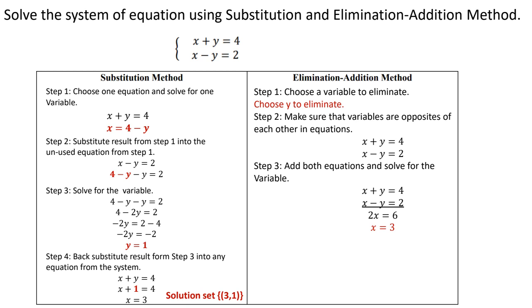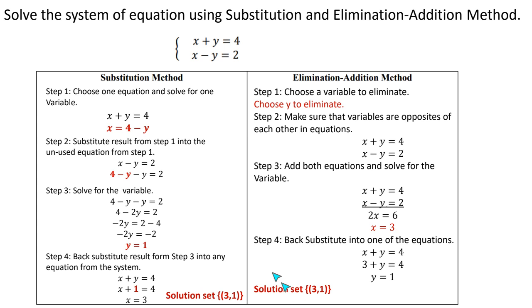And now I back substitute. So I get x plus y equals 4. So my x is 3, plus y is equal to 4. So I end up with y is equal to 1, which is the same answer as before. So here's my solution, and this is my solution. Using two methods, they both gave me the same answer.